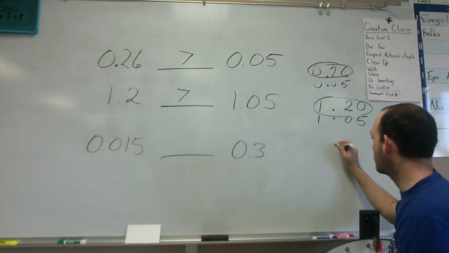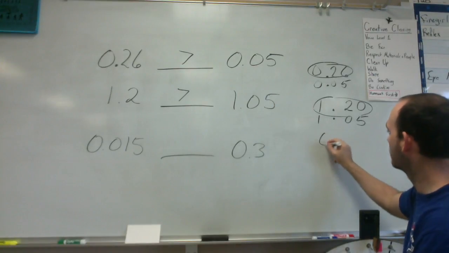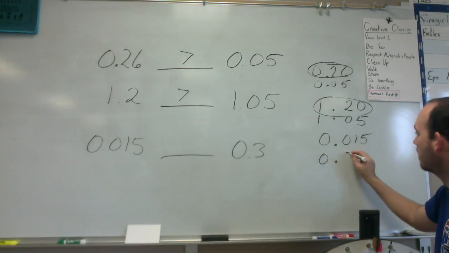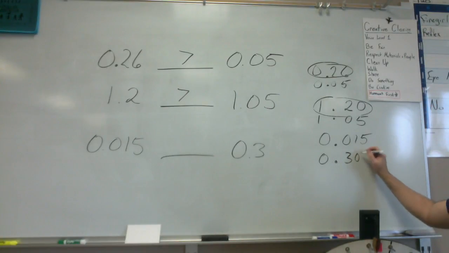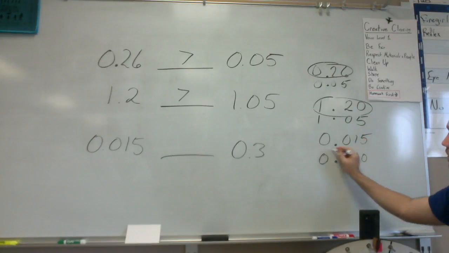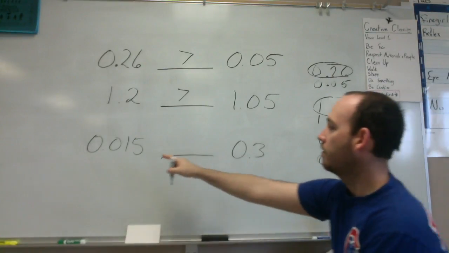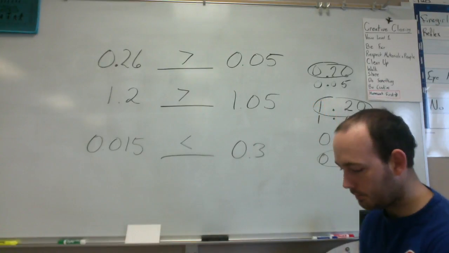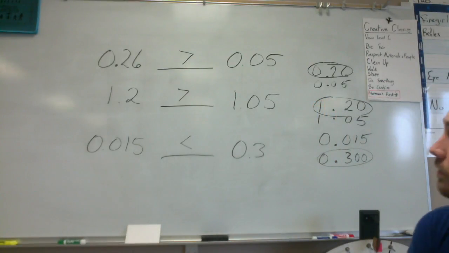Going down to the last example, see a 0.015, a 0.3. I see blank spots. I don't like blank spots. I have a 0, 0, a 0, 3. This one is bigger. So 15 thousandths is less than 3 tenths. If you did not understand those, I want you to go back and look at those again.